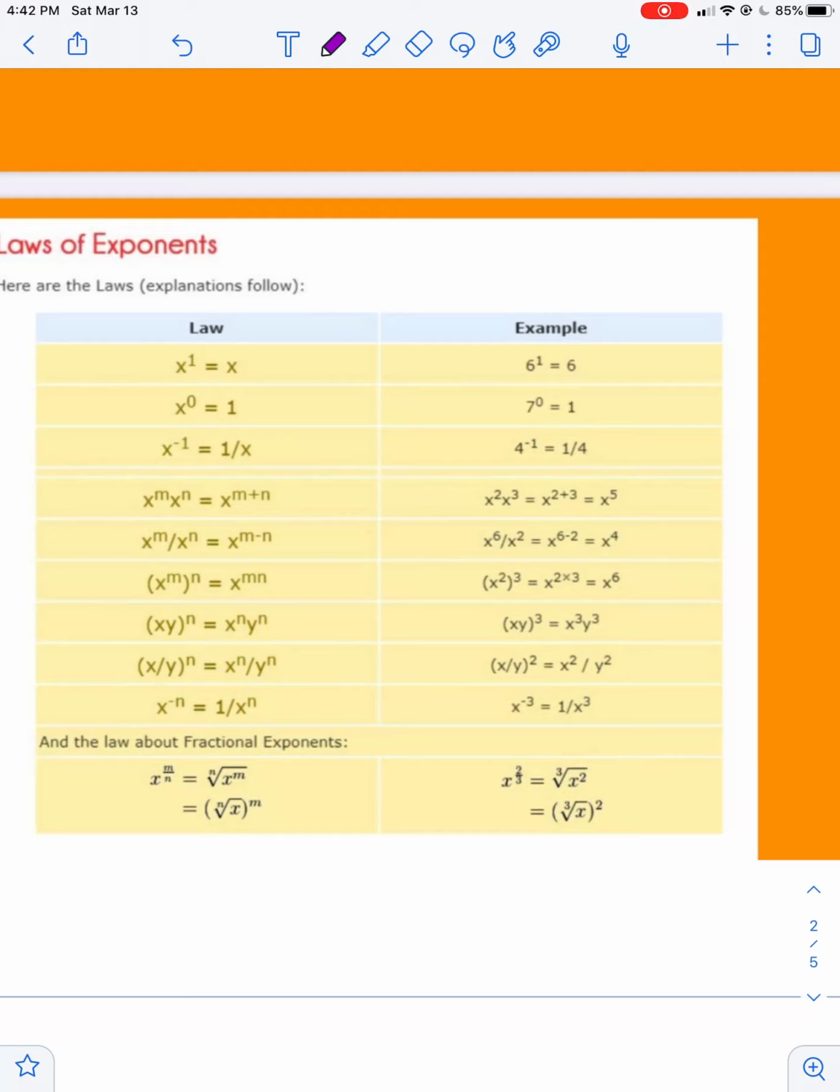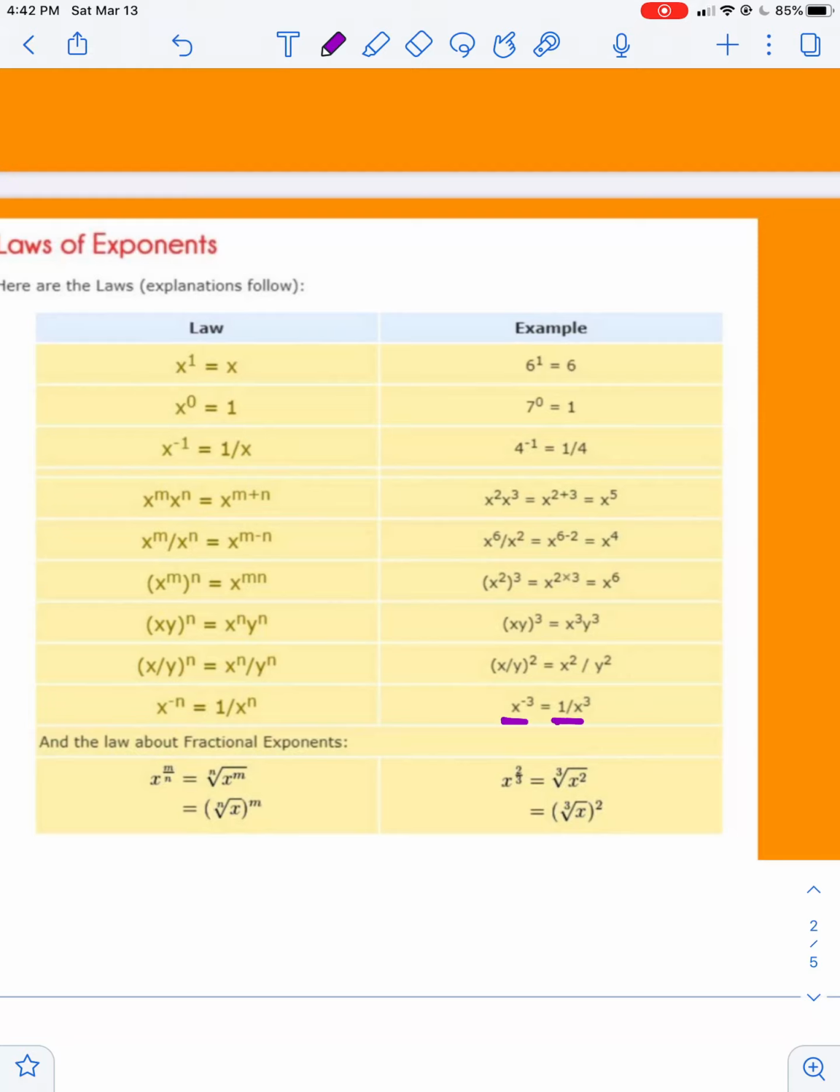And then if you have x to the negative exponent, that is the same thing as 1 over x to that exponent. So if I have 2 to the negative 3, that is the same thing as 1 over 2 to the 3rd power. Okay? And you can see they did that there as well, where they have x to the negative third, and they show you that that is 1 over x cubed.